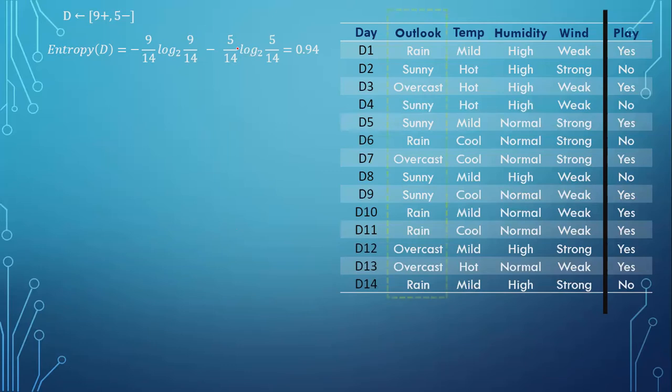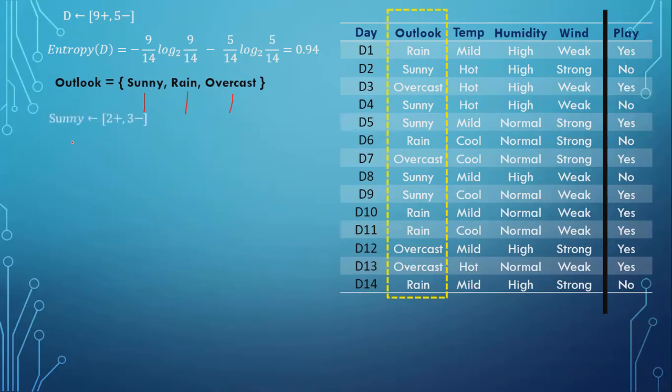For that, first we will take the outlook column, and for the outlook, what are the possible values? We have rain, we have sunny, we have overcast, and that's it. These are the 3 possible values of outlook. So in order to calculate the information gain of the feature outlook, we have to first calculate the individual entropies of sunny, entropy of rain, and entropy of overcast. So first we will go for sunny. We will calculate the entropy of sunny.